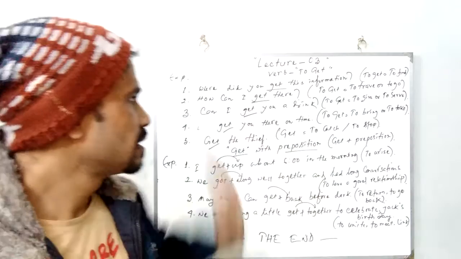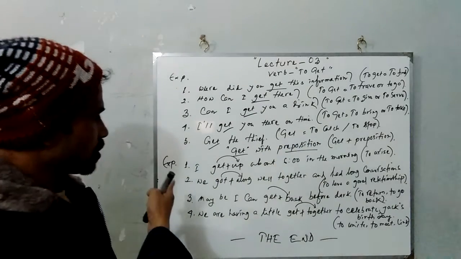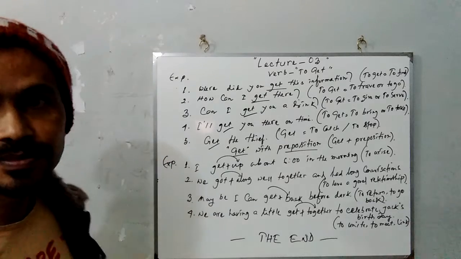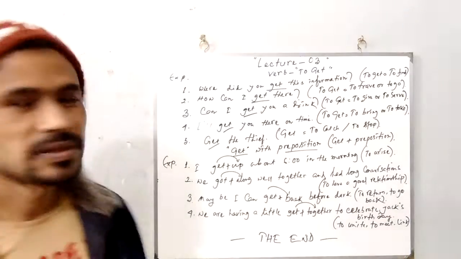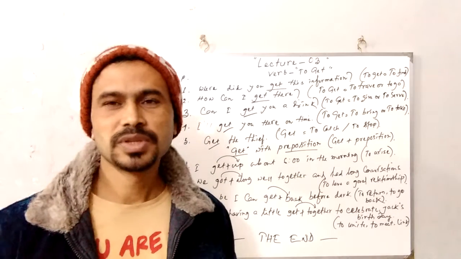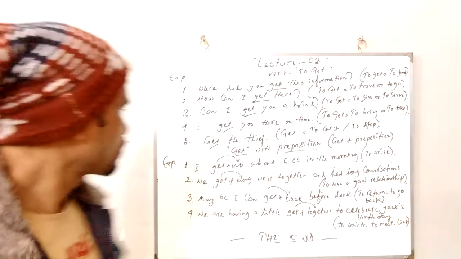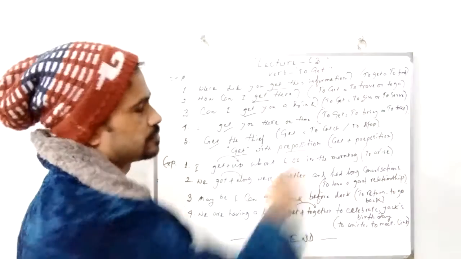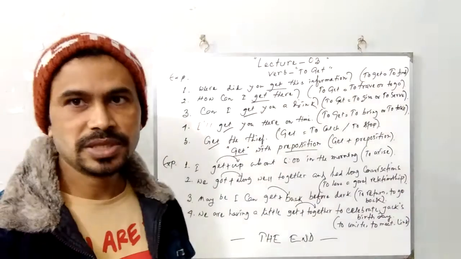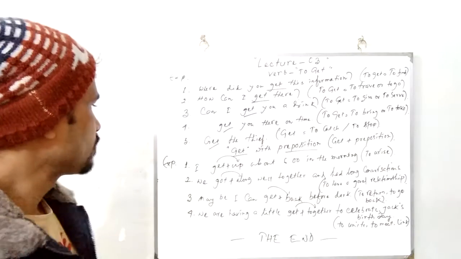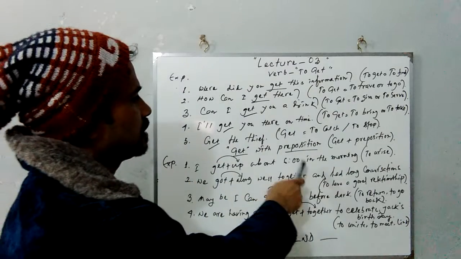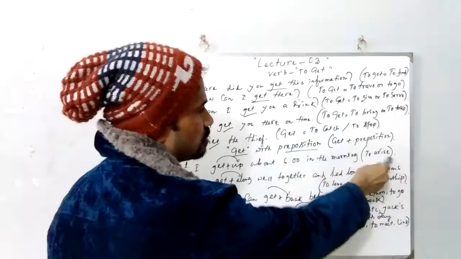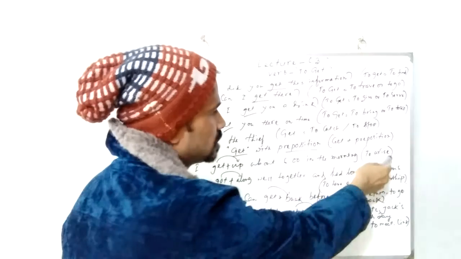I write 4 sentences, get with prepositions, for a better understanding. So my friends, let's see. Number 1. I get up about 6 o'clock in the morning. I repeat this sentence. I get up about 6 o'clock in the morning. I get up, that means to arise.